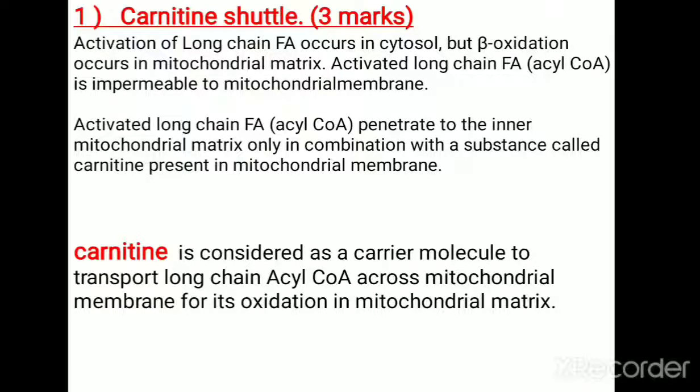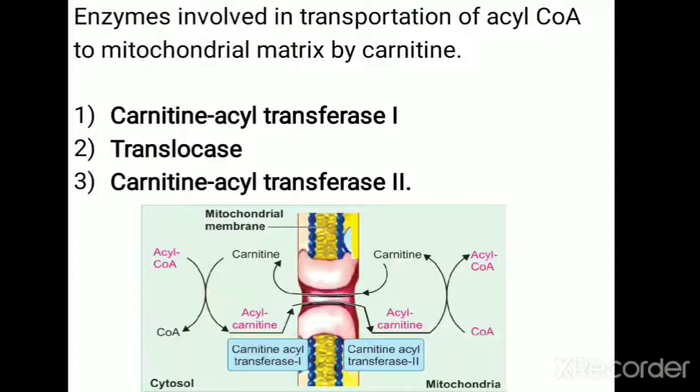That inner mitochondrial membrane is not permeable for the long chain fatty acid. So this long chain fatty acid requires a transporter molecule to transport through the inner mitochondrial membrane, and that transporter molecule is known as carnitine. So carnitine is a carrier molecule to transport long chain fatty acid across the inner mitochondrial membrane. That long chain fatty acid is very important because short chain and medium chain fatty acid does not require this carnitine molecule. So in carnitine shuttle, you have to mention about these 3 enzymes.